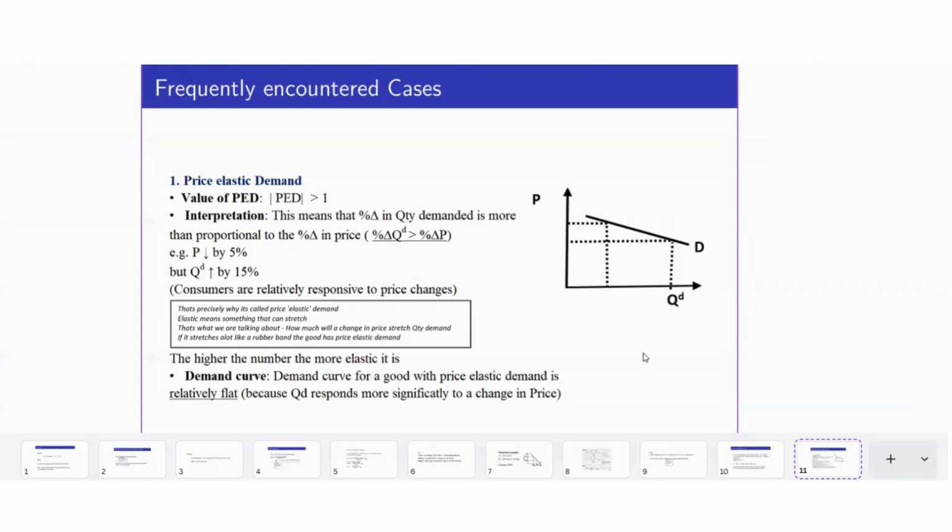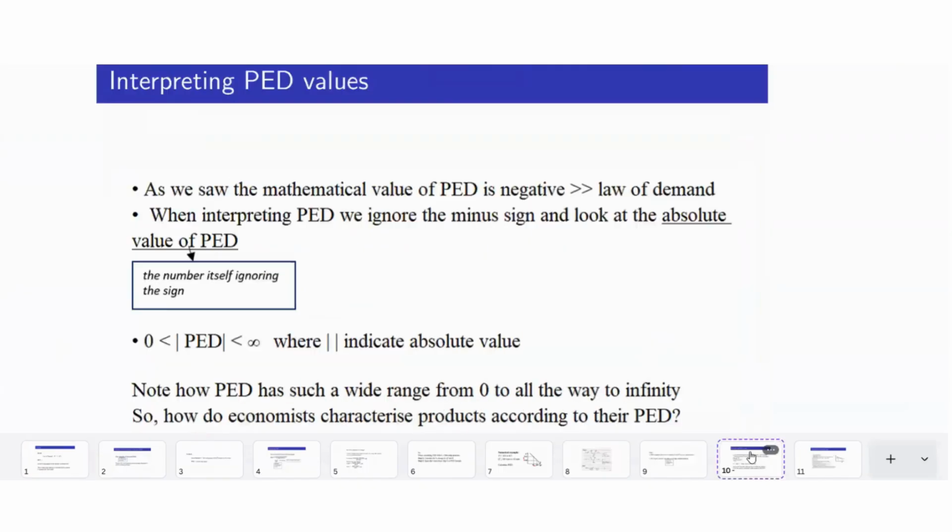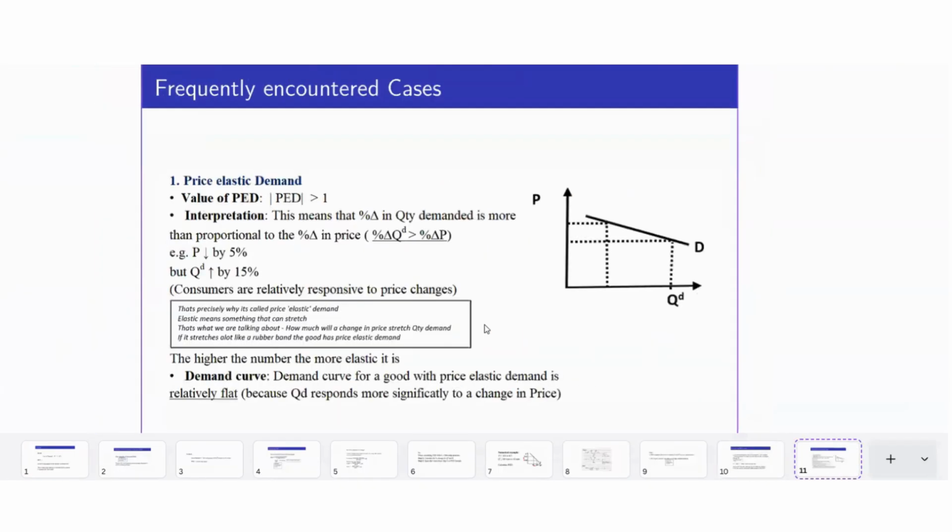What this means is that the percentage change in quantity demanded is more than the percentage change in price. Because like we said, when price increases, quantity demanded goes down, but the question is by how much. If it is elastic demand, the percentage change in quantity demanded is more than the percentage change in price. So say price decreases by 5%. We know quantity demanded will go up, but it will go up by more than 5% if it's elastic demand. Say it goes up by 15%, right?